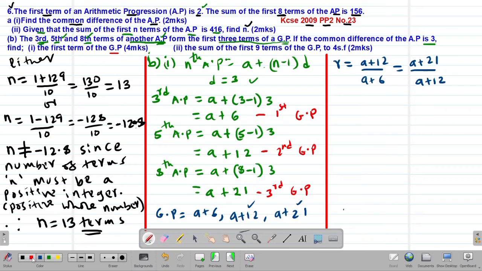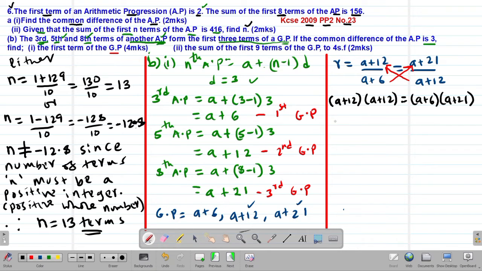Now, I'm simply going to do what we call cross multiplication. So these will multiply with that. Then, of course, this one should multiply with this. So we are going to end up with the following. That is when we do cross multiplication, we are going to end up with A plus 12 multiplied with A plus 12, which should be equivalent to A plus 6, which should multiply A plus 21.